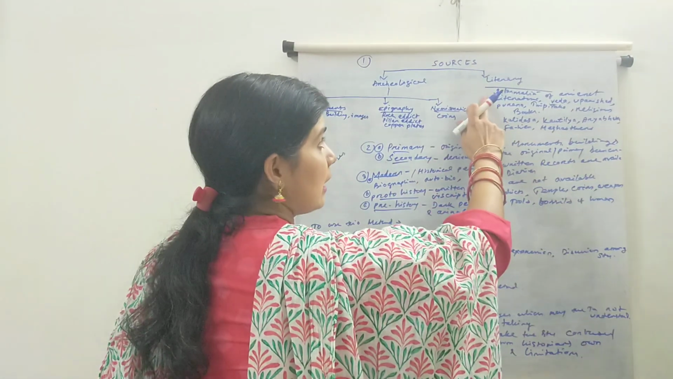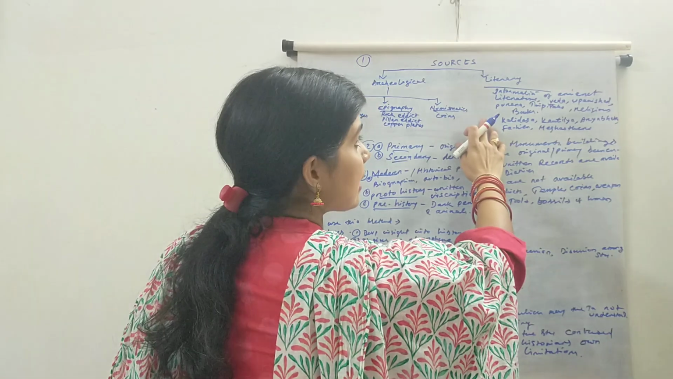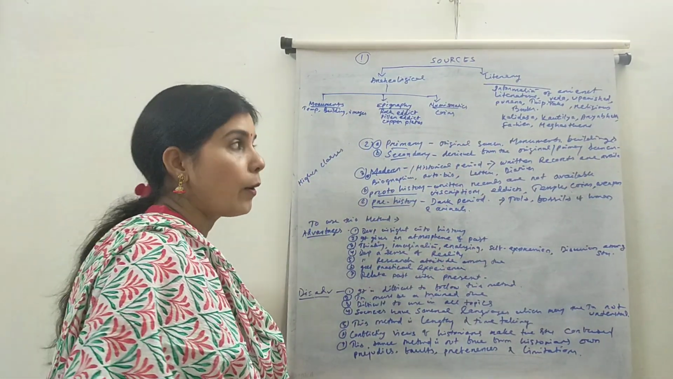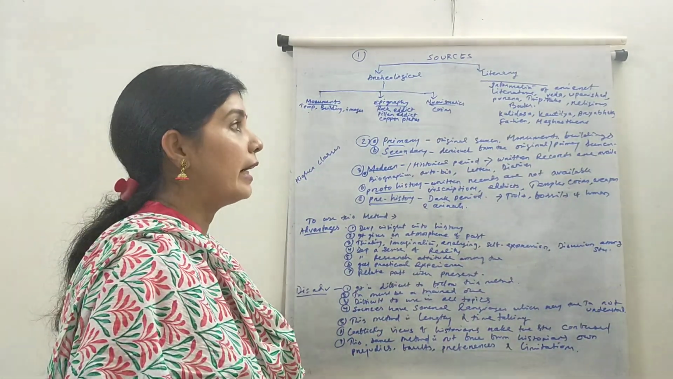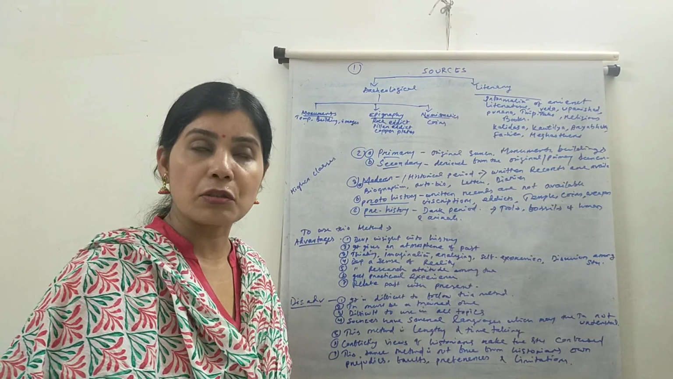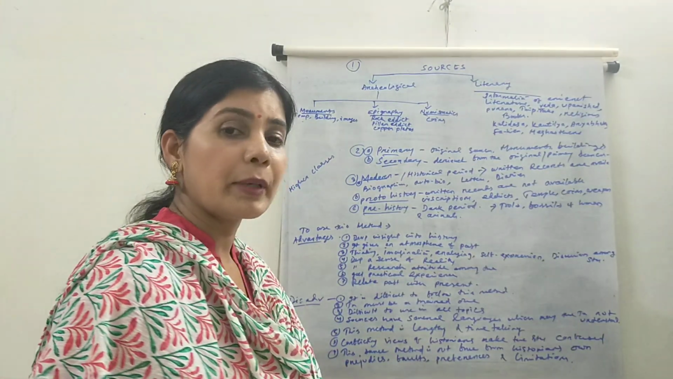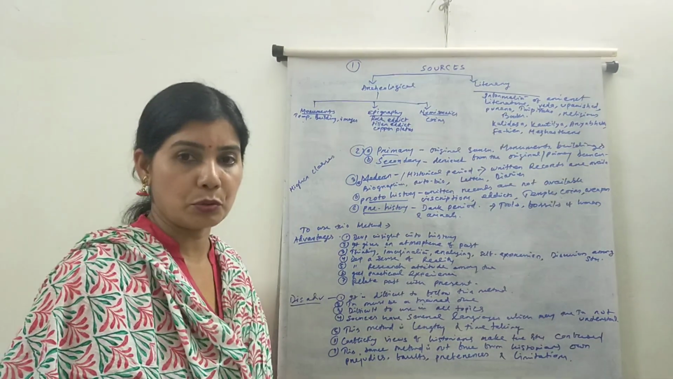Then second is literary sources, the information from ancient literature like Veda, Upanishad, Purana and Tripitaka, any other religious books, and the books written by Kalidasa, Aryabhatta, Fahien and Megasthenes are great sources of our literary source.